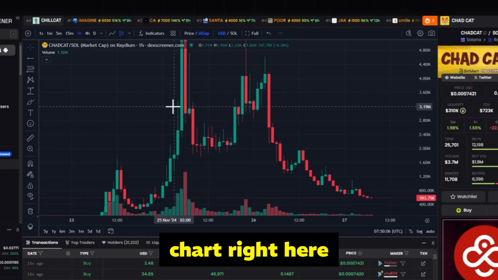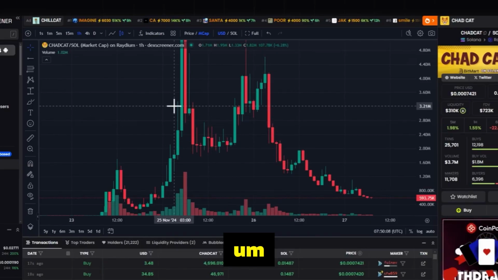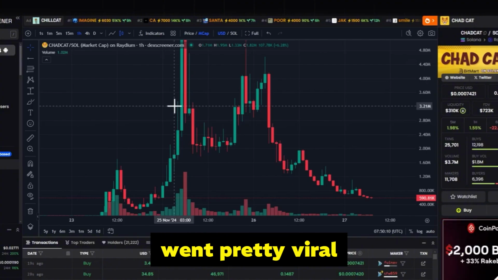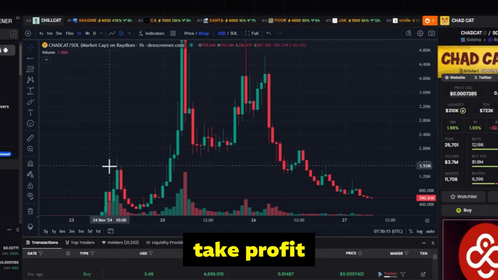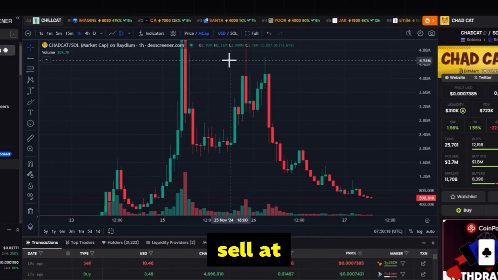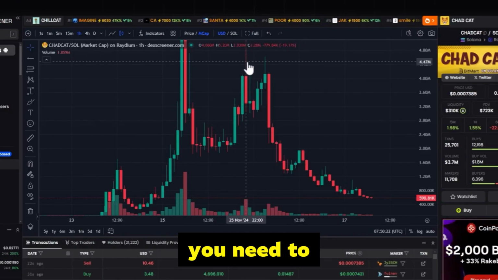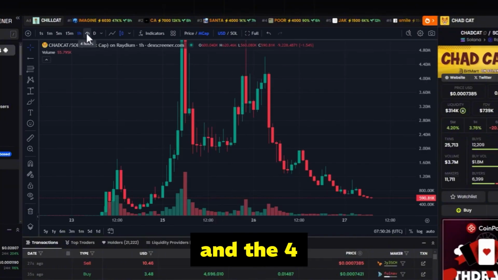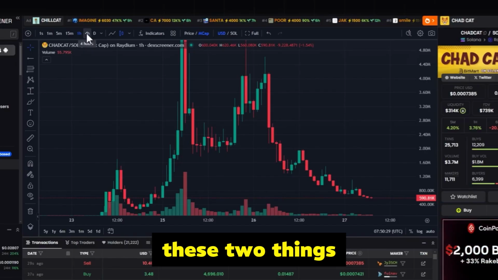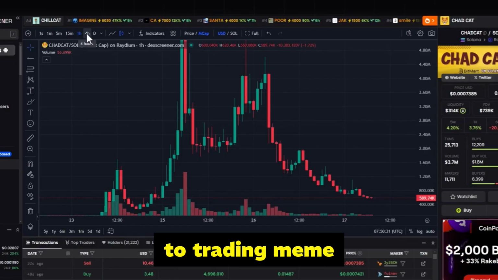Let's take a look at this chart right here called ChadCat. This was a meme coin that went pretty viral the other day, but because I know exactly how to chart, I know exactly where I'm going to take profit and exactly where I'm going to sell. So basically, what you need to do, guys, is make sure that you become best friends with the 1 hour and the 4 hourly chart. Guys, these two things are going to save your life when it comes to trading meme coins.